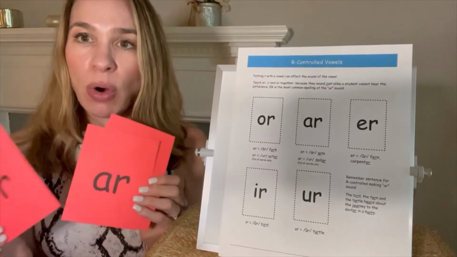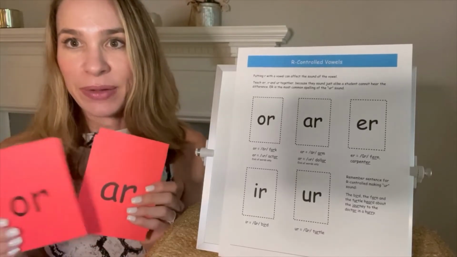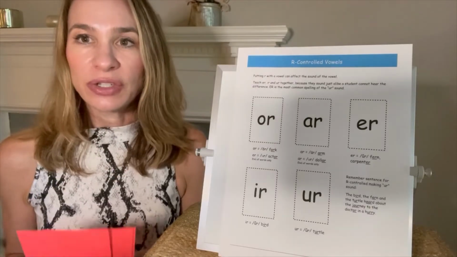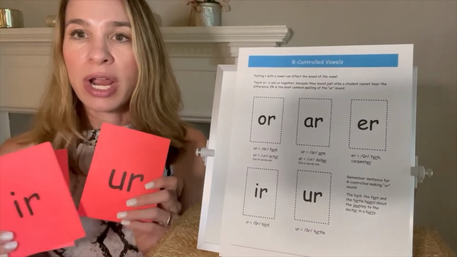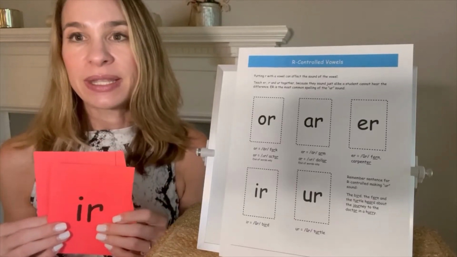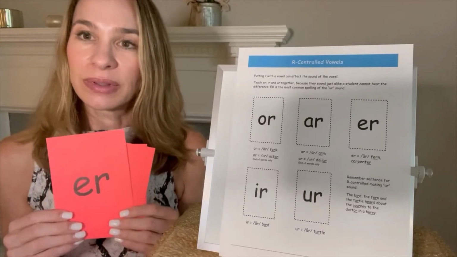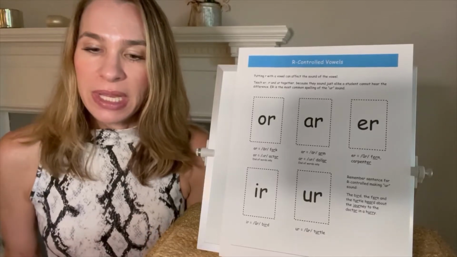I always teach OR and AR first. They're the most phonetic and spelled how they sound of all the R-controlled vowels. Things do get a little trickier when you're talking about ER, IR, and UR because they sound alike. They all sound just alike. So these you teach a little differently. So how do you teach these?